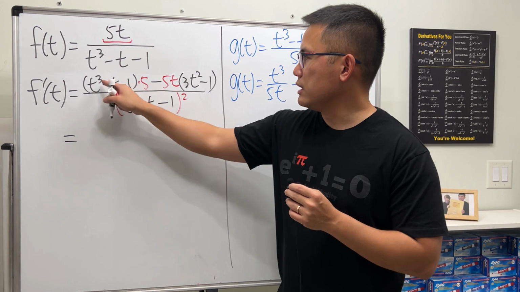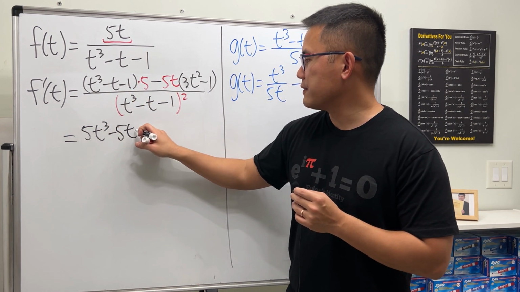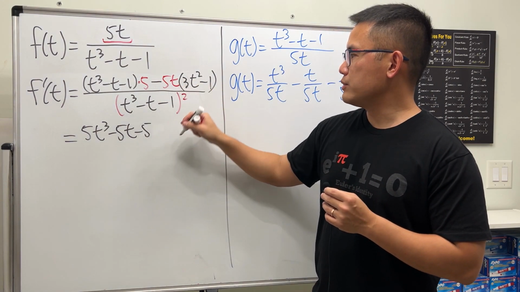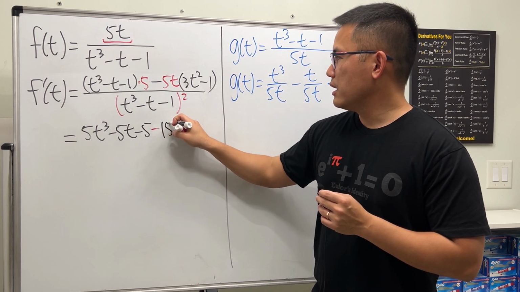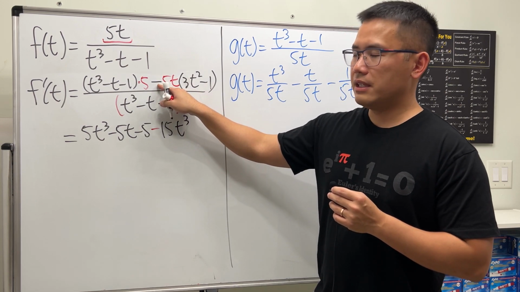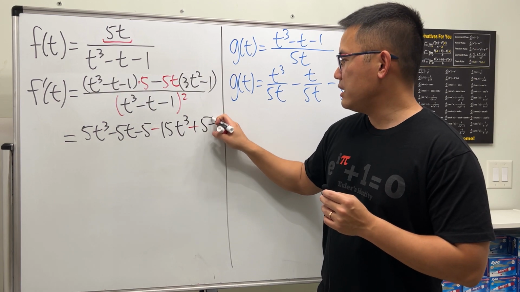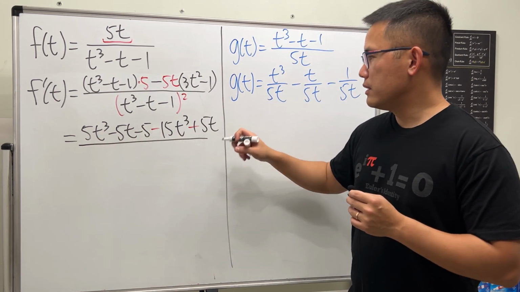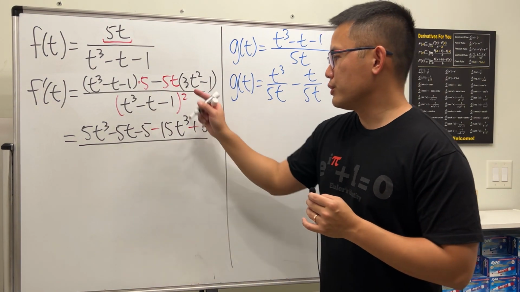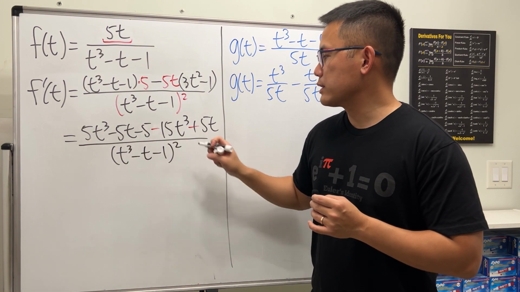To do so, I'm just going to distribute the 5. We have 5t cubed minus 5t minus 5. And then here, we have to multiply this in. Negative 5 times 3 is negative 15. And then t times t squared is t cubed. And then negative 5t times negative, so it's negative, and then 5t. All in all, everything divided by this. On the bottom, don't multiply it out. Usually just keep it as it is: t cubed minus t minus 1 squared.